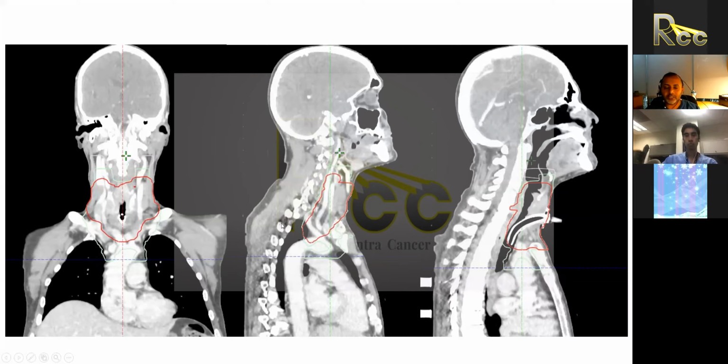Any questions about these larynx cancer patients that I can answer before we move on?